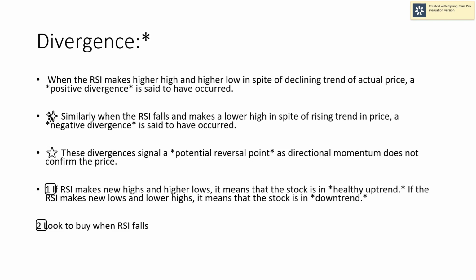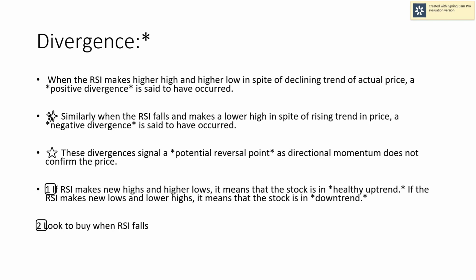Now, divergence. When the RSI makes a higher high and higher low in spite of a declining trend of actual price, a positive divergence is said to have occurred. Similarly, when the RSI falls and makes a lower high in spite of a rising trend in price, a negative divergence is said to have occurred. These divergences signal a potential reversal point as directional momentum does not confirm the price.